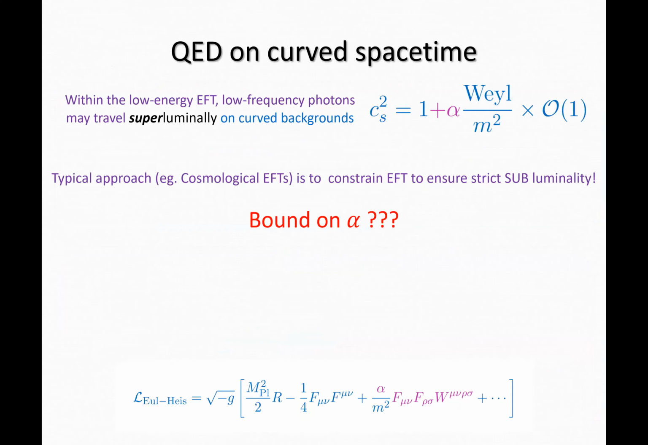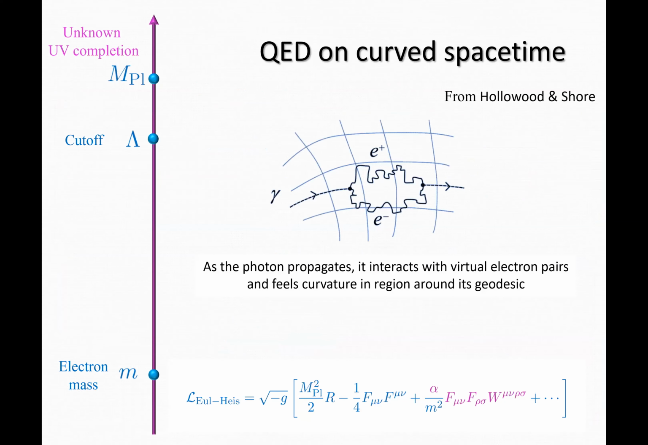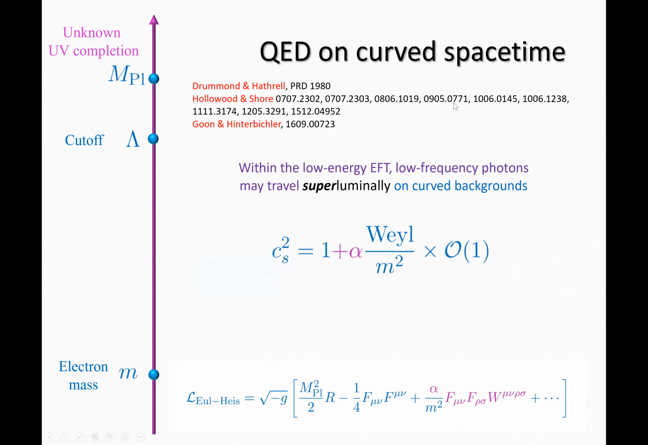So this was well known to occur in QED on curved space-time, and it's of course related to the slight violation of positivity bounds there that I mentioned. It's been shown by Hollowood and Shaw in this beautiful series of papers how at high energy there's no violation of causality, but it has been very challenging to explain how the absence of causality violation can manifest itself at low energy.